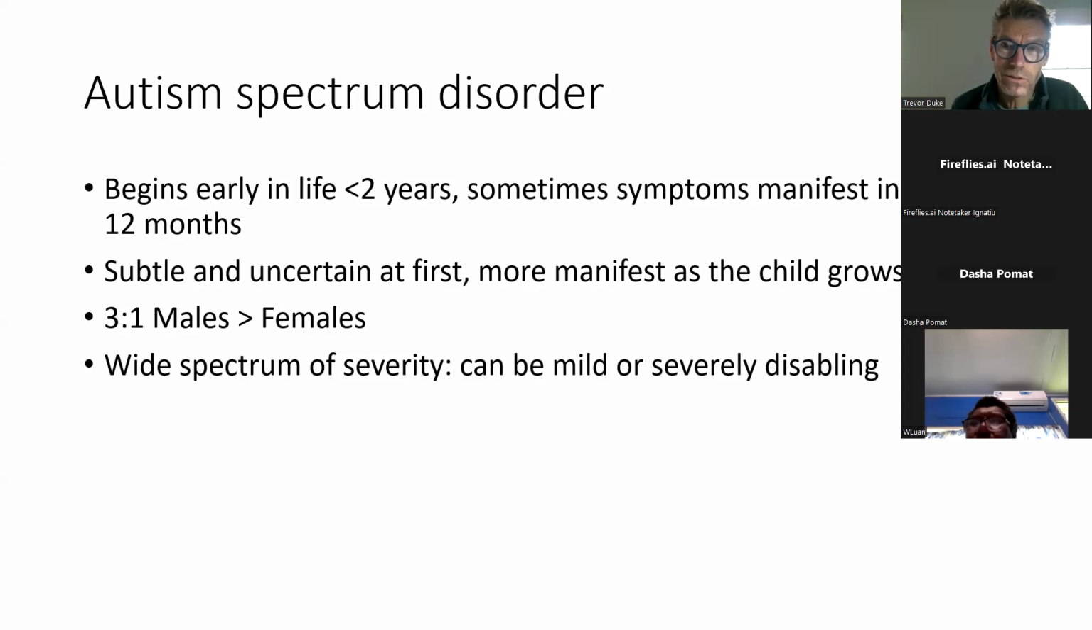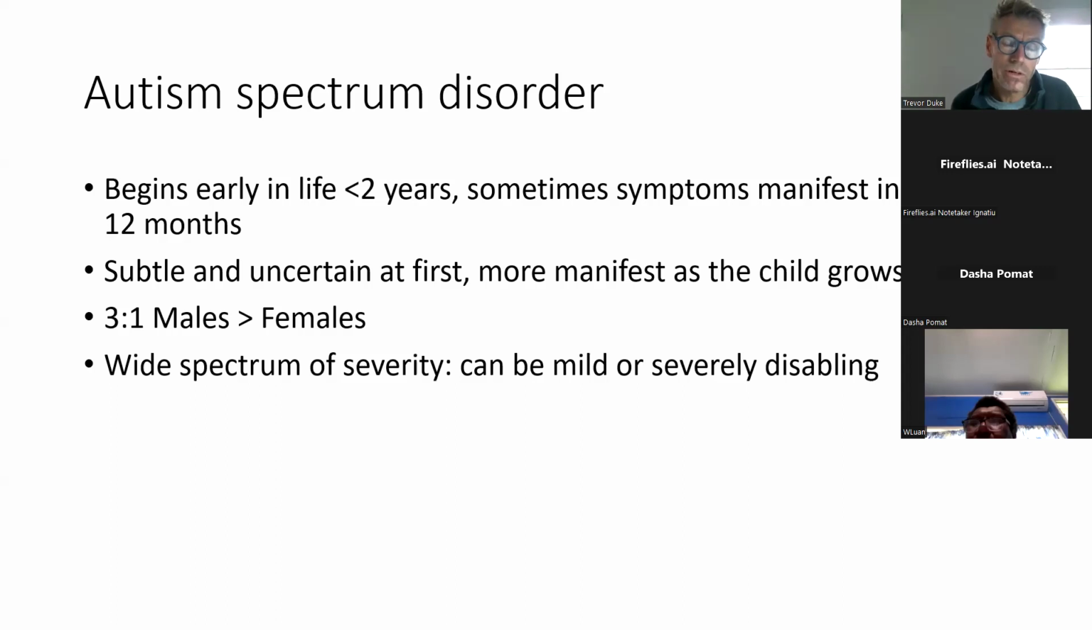The frequency is much more common in males. The prevalence in males is 3 times that in females, although some studies suggest that female autism spectrum is underdiagnosed, whereas males are a bit more frequently diagnosed. So it might be that the disparity between males and females is not quite as great.